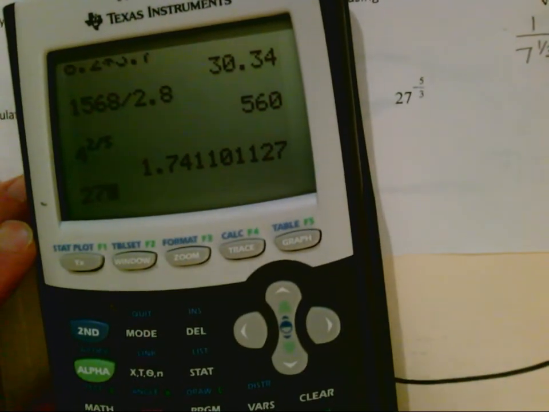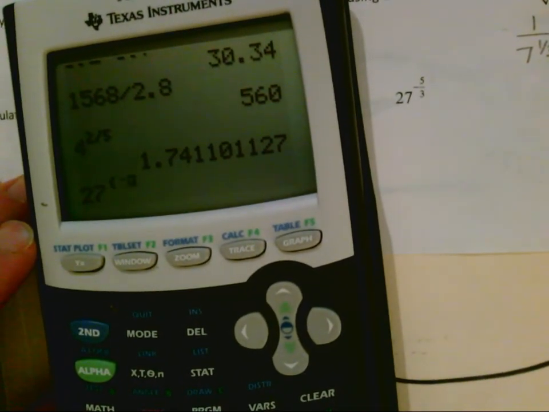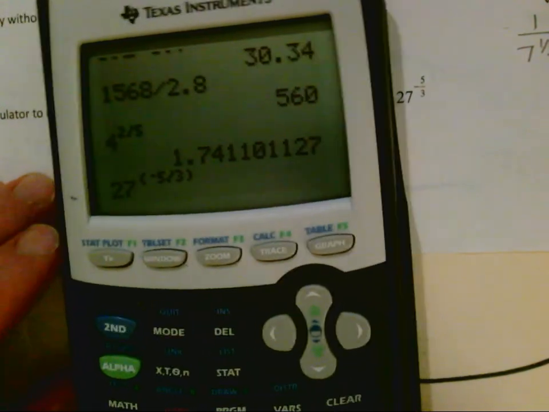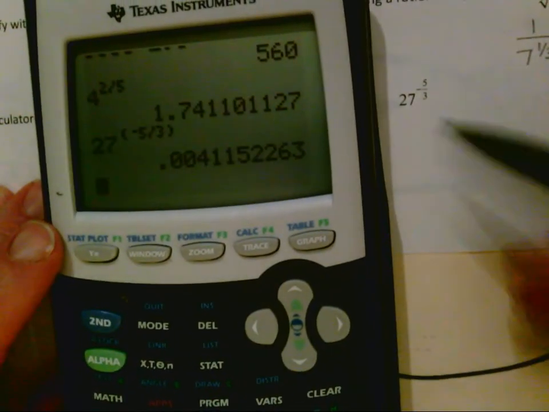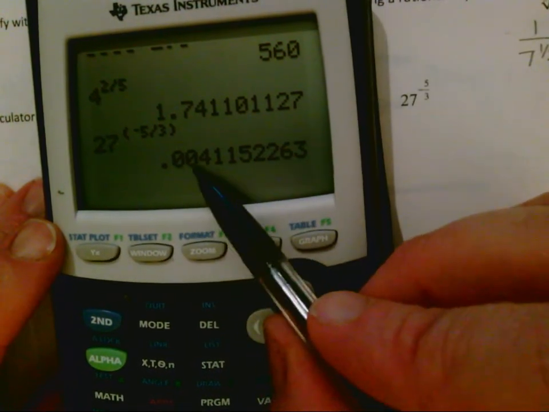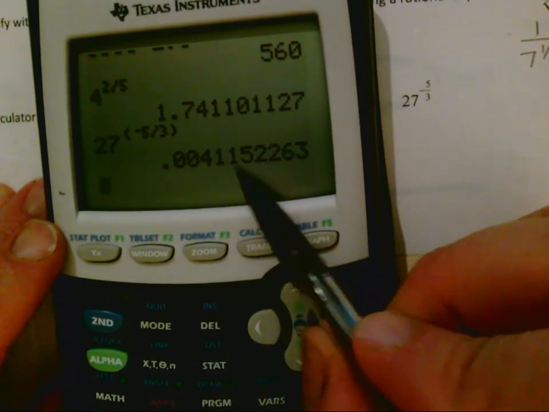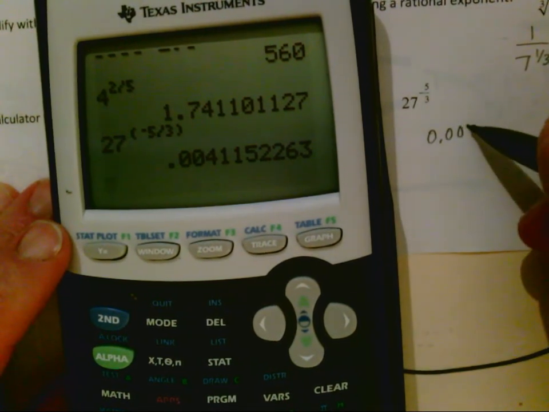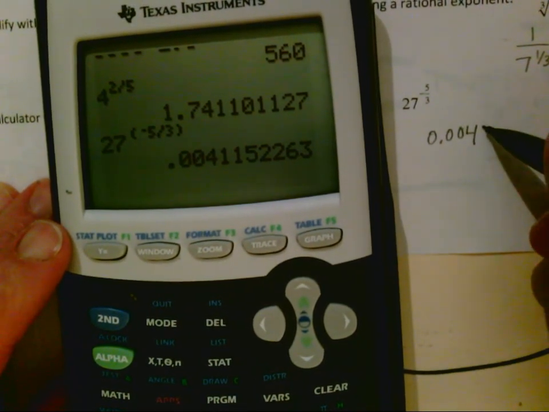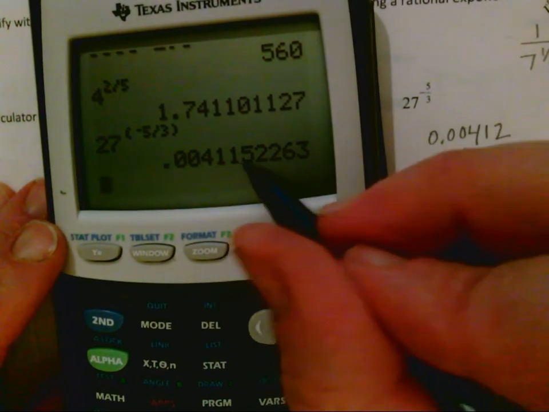27 to the negative 5/3. And some of you have a button that will change it to a fraction. It's fine. These are not sig figs. 1, 2, 3. I look at the 1 to the right. 0.00412, because that 5 rounds that up.